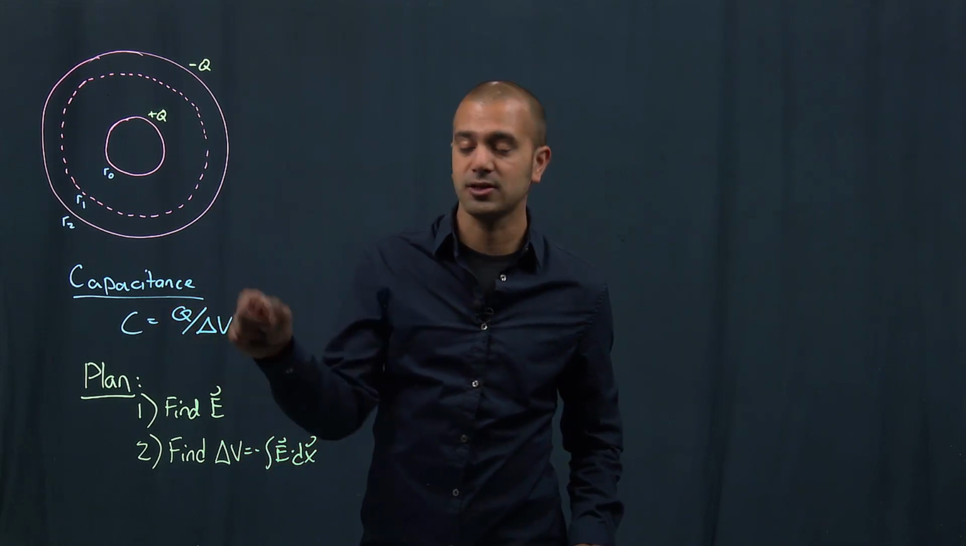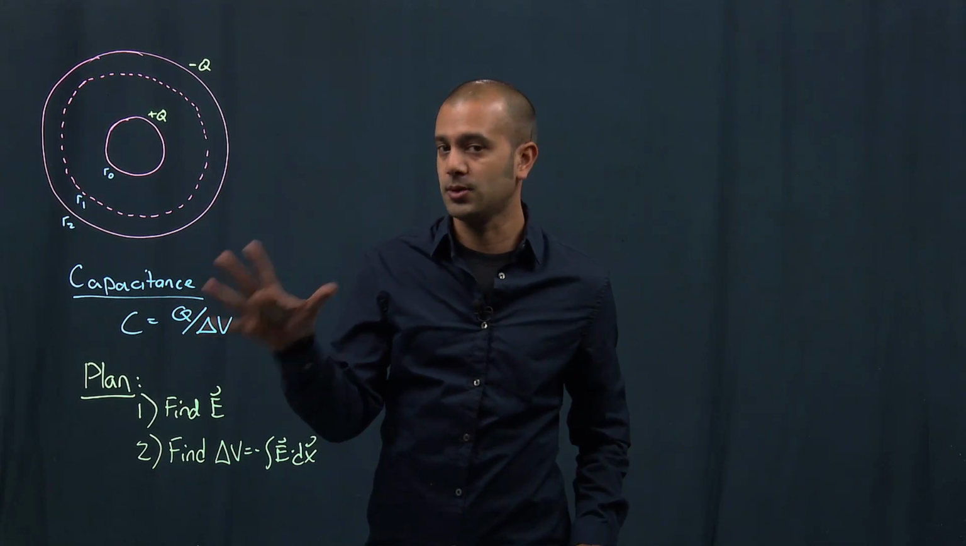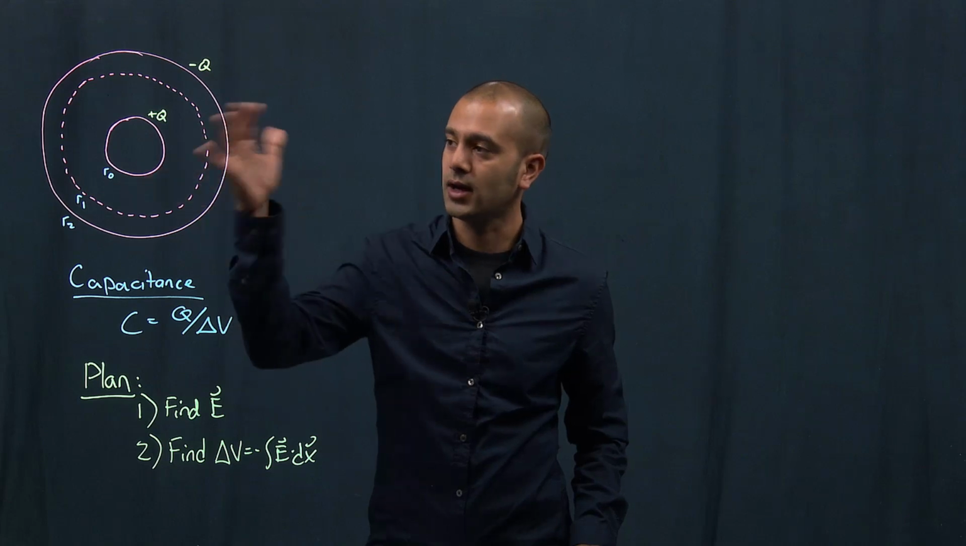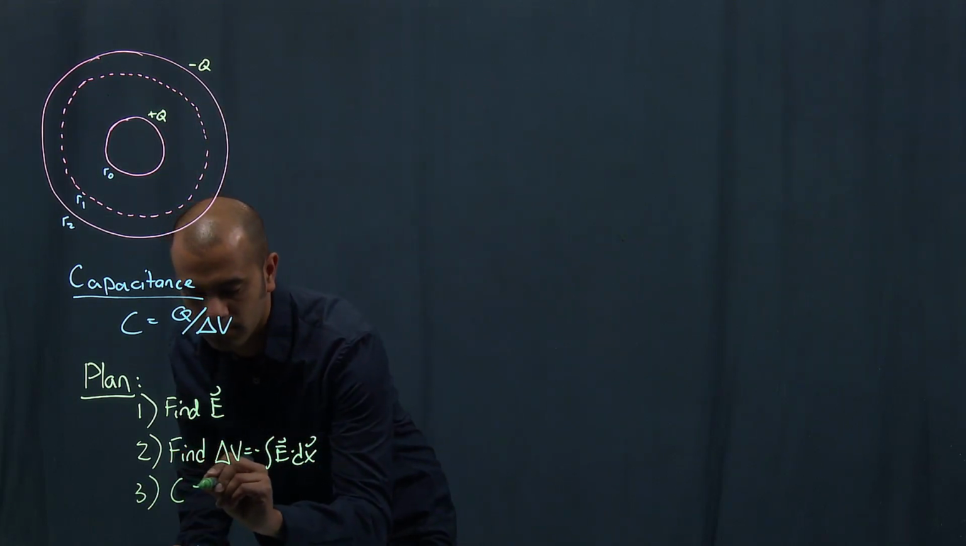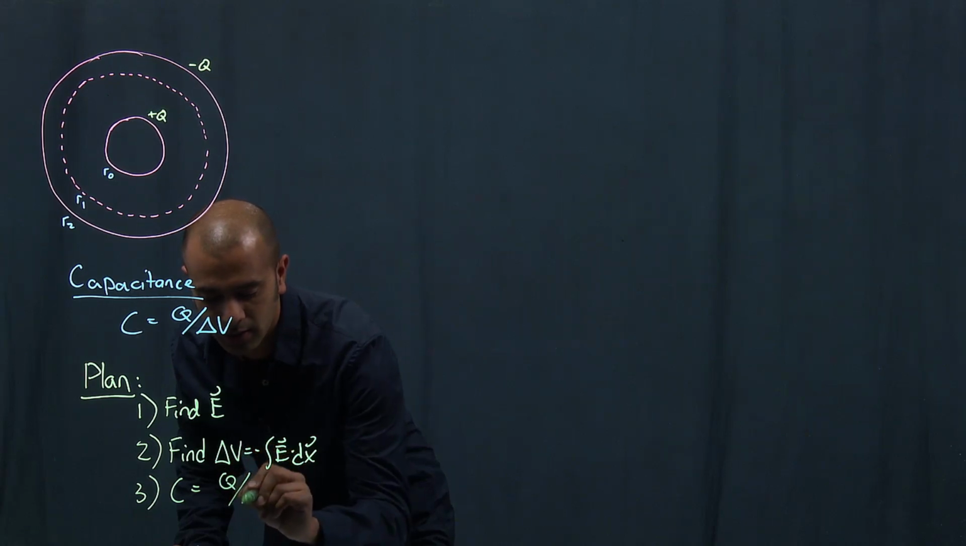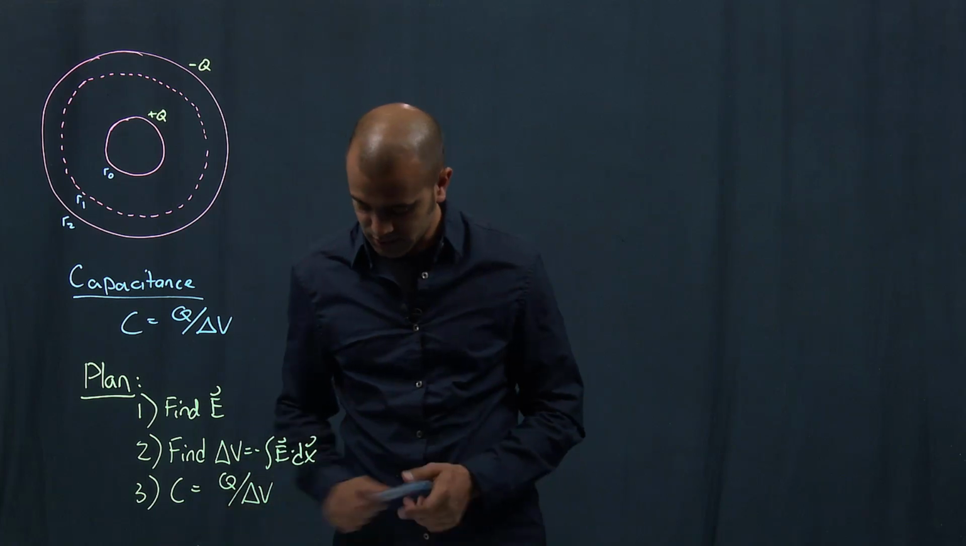The capacitance will not depend on Q because it'll divide out. Again, it only depends on the material properties, so all you'll be left with is something that depends on the radii and the dielectric constants. So the last part is just to divide out these two portions. Let's go ahead and get started.